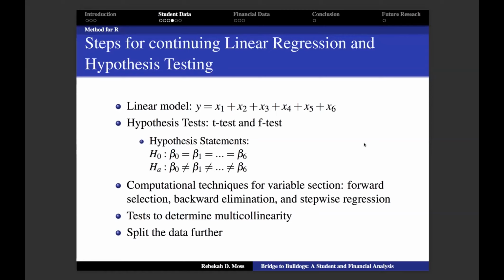After we performed that, we also ran tests to determine if there was any multicollinearity, because if you have multicollinearity, it can lead to skewed or misleading results. And then finally, we decided if we needed to split the data further and perform the same process that is outlined here.